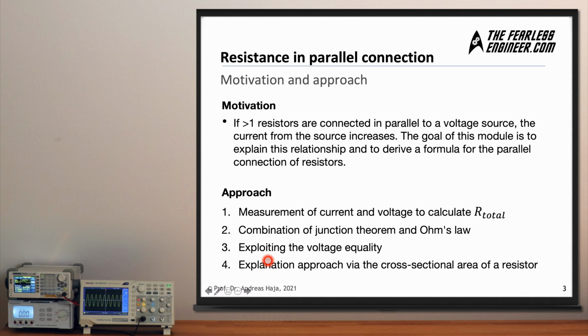And fourth, the last step is to find an alternative explanation, in addition to the mathematical derivation which we have performed until step 3, which can explain this behavior. The concept we're going to use is the cross-sectional area of a resistor, which takes into account the geometrical shape of the resistor, which we have talked about before in other videos when we introduced the concept of resistance depending on the length, material properties and the cross-sectional area of a resistive body.